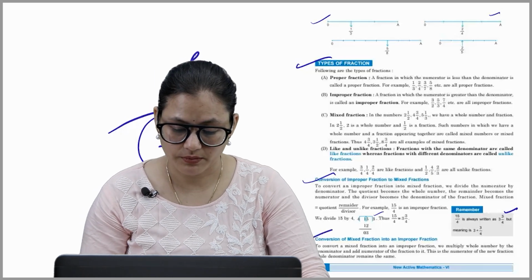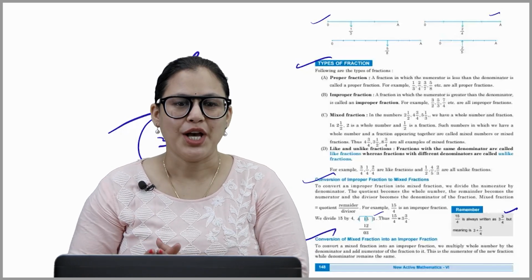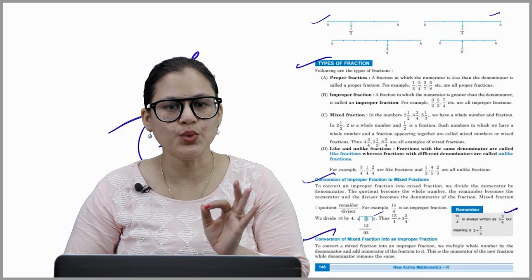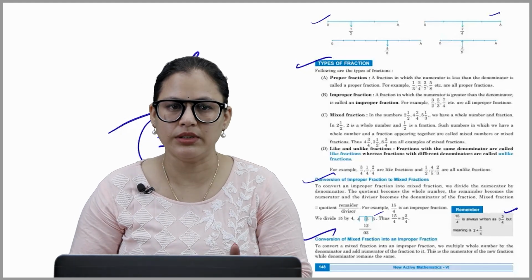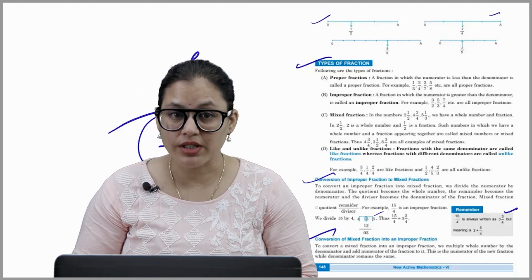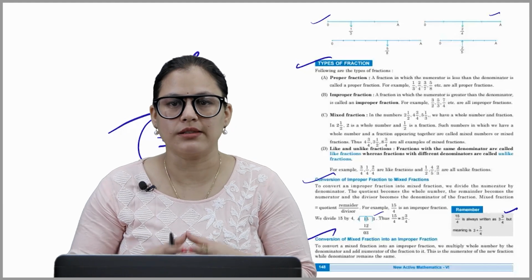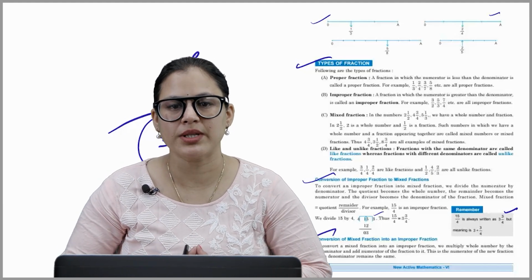Okay. Now we will do just the reverse. To convert a mixed fraction into an improper fraction, we multiply the whole number by the denominator and add the numerator of the fraction to it. This is the numerator of the new fraction, while the denominator remains the same.